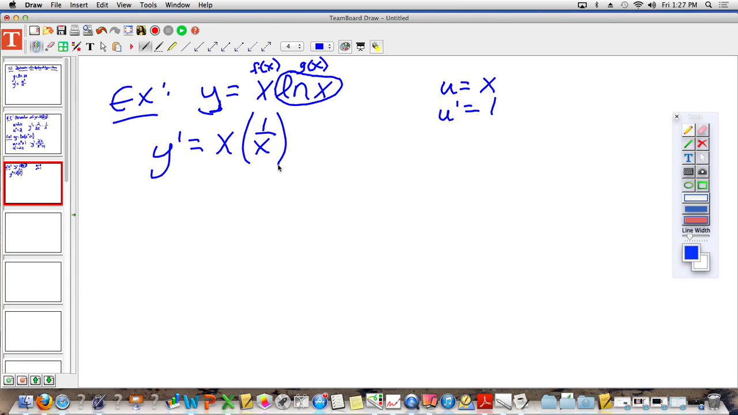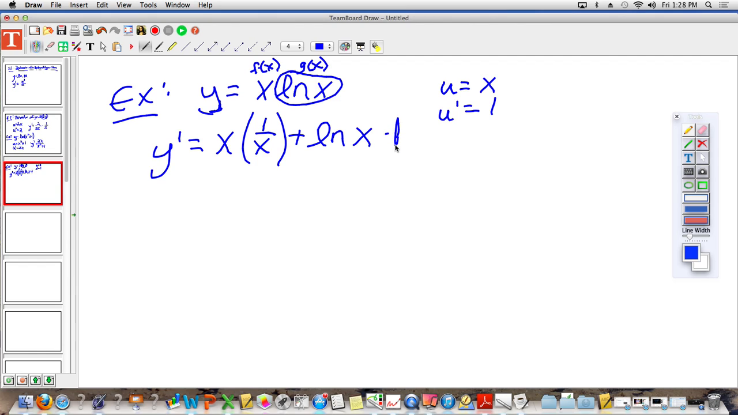That is just the beginning of the product rule, though, because the product rule says you take the first times the derivative of the second. Now what? Plus the second, which is just the ln of x. You don't need to find the derivative of it. It just stays the ln of x. Times the derivative of f of x. What's the derivative of f of x? 1.